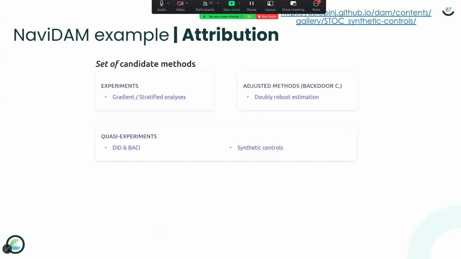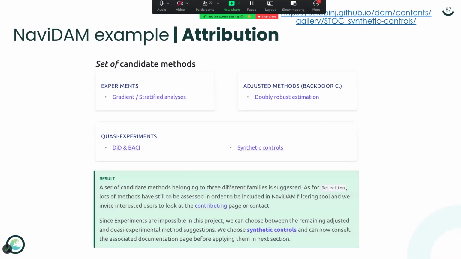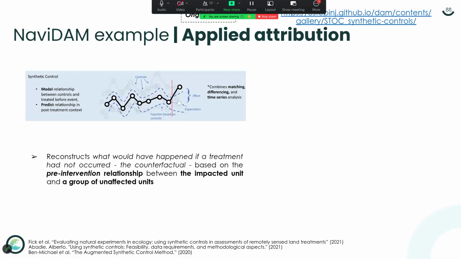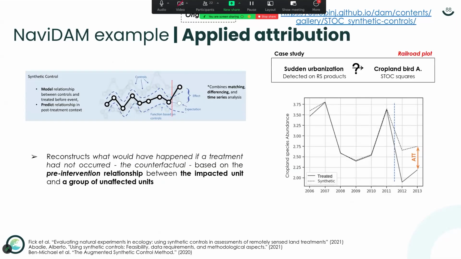And it results in another set of methods. And here, then, we've applied synthetic controls to test for the impact of abrupt land cover changes. But I think you have the general idea of how we can use Navidam for a case study.